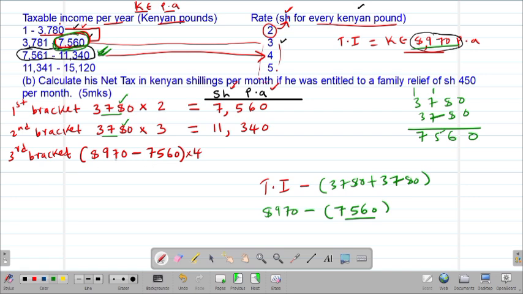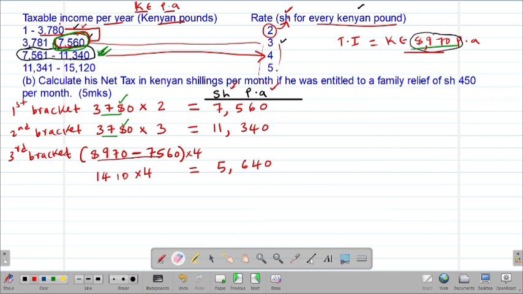So you take 8970 minus 7560. Your calculator is going to give you 1410. Then of course we are multiplying by 4. 1410 is just the difference between these two. 1410 multiplied by 4, your calculator is going to give you a total of 5,640 shillings.